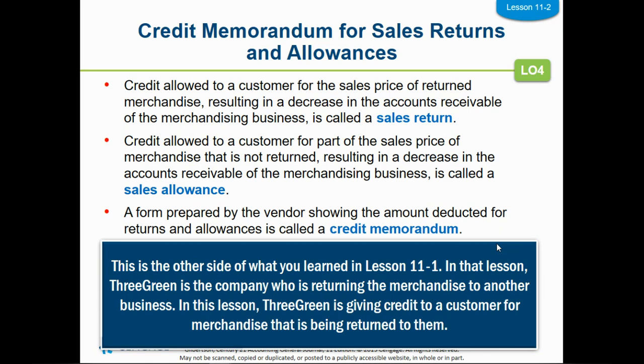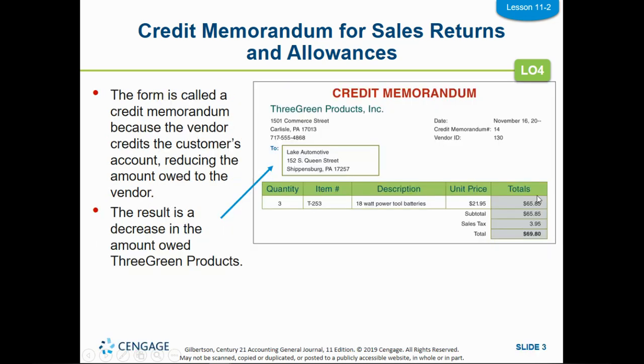In that lesson, 3 Green, or your company, is the company who's returning merchandise to another business. In this lesson, your company is giving credit to a customer who bought stuff from you that they're returning. So it's basically just the other side of that same transaction. The credit memo looks very similar to the debit memo. It just depends on which side of that return you're on. And so it's going to result in a decrease in the amount owed to 3 Green from Lake Automotive in this particular example.